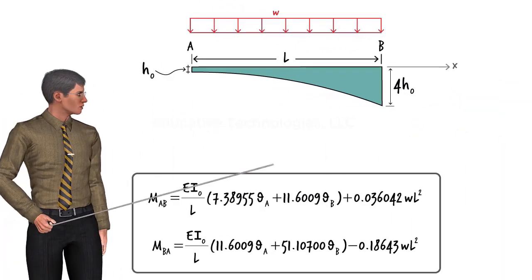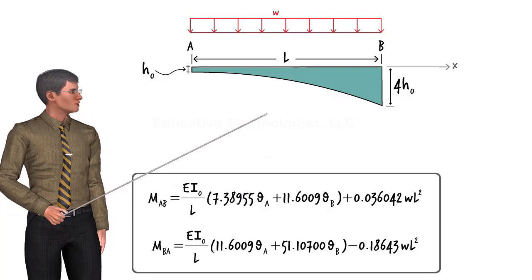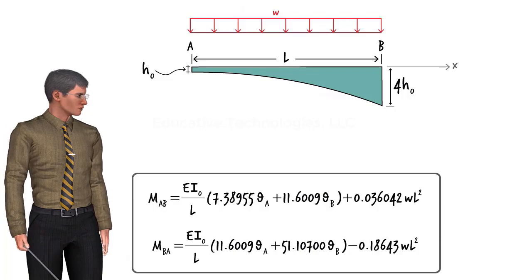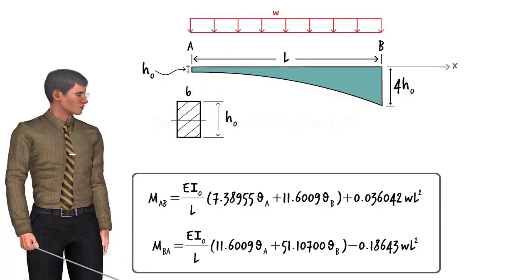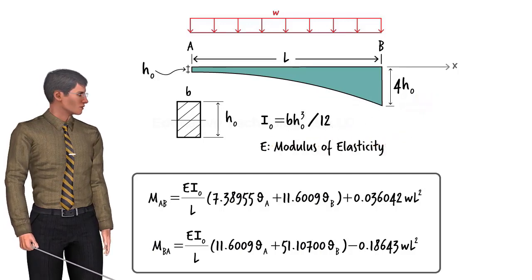So, given a tapered beam where the ratio of the height at the right end to the height at the left end is 4, then the slope-deflection equations are. Here, I0 is the moment of inertia of the rectangular cross-section of the beam at the left end, and E is the modulus of elasticity of the material.